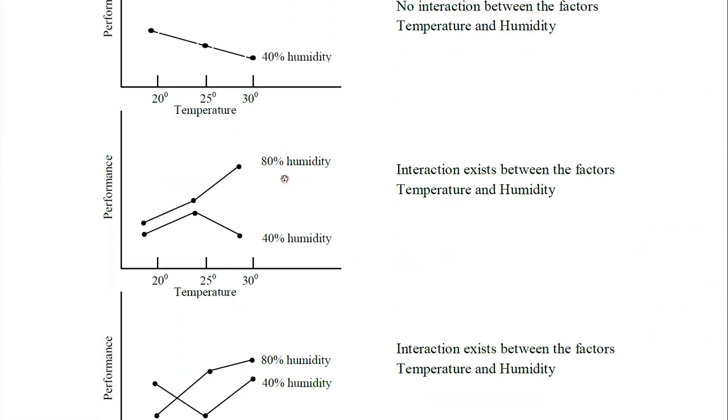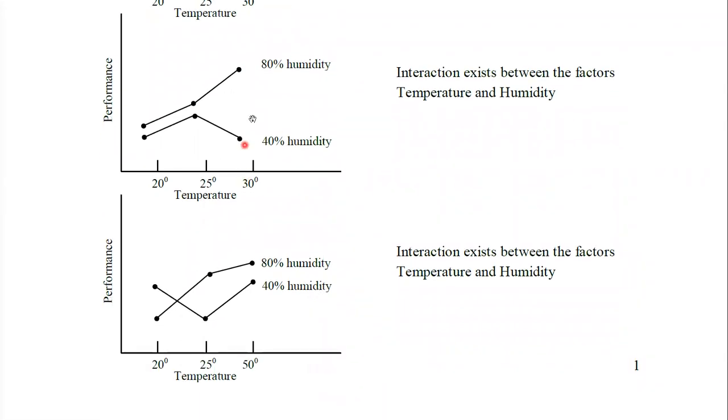But in the second and the third graphs, you can see that we are not obtaining parallel lines. In the second graph, the lines are not parallel. In the third graph, you can see clearly that there is an intersection between these two lines. Therefore, in these two situations, we can simply say that interaction exists. So as soon as you look at the graph, you may be able to say whether there is an interaction among these effects.